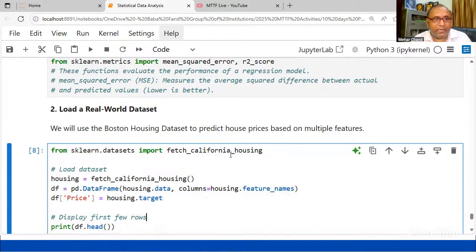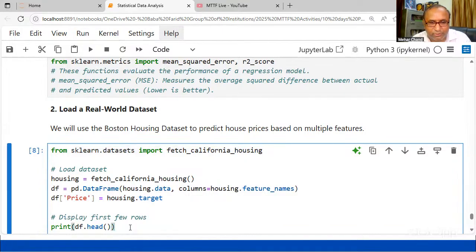So here this library is required. We are fetching the California housing data set and loading it. This is the data set, and we store it inside df, and we take the price, housing target. This is the target value we are using here, and it displays the first rows.